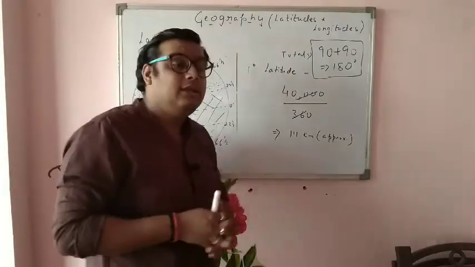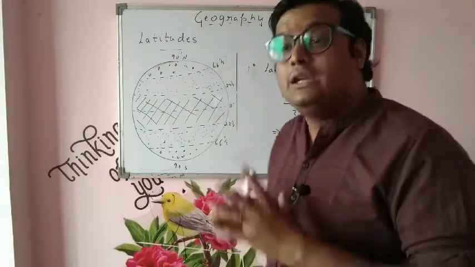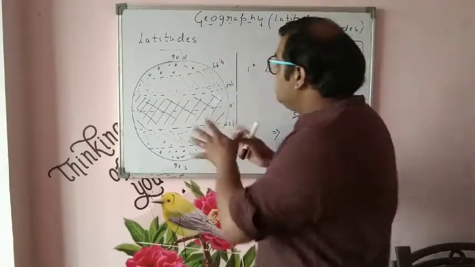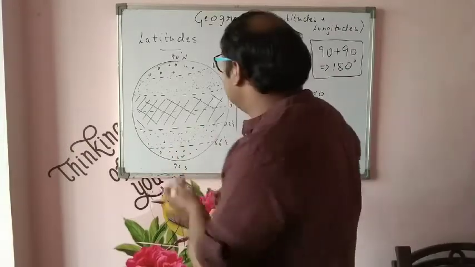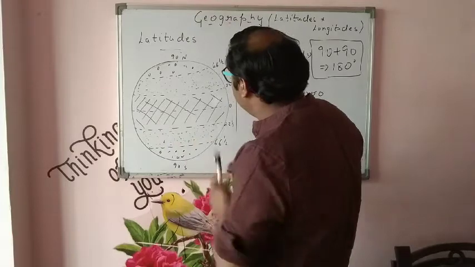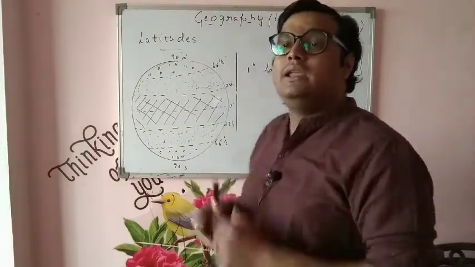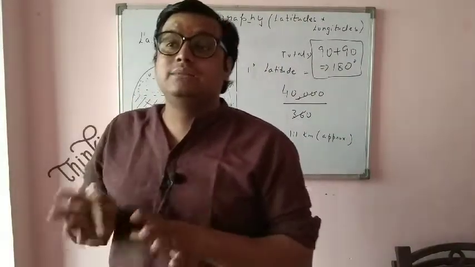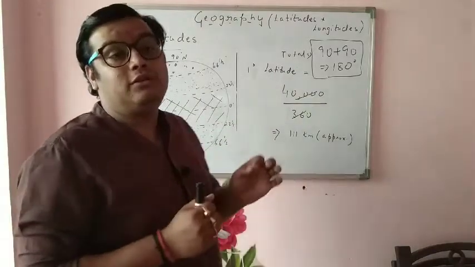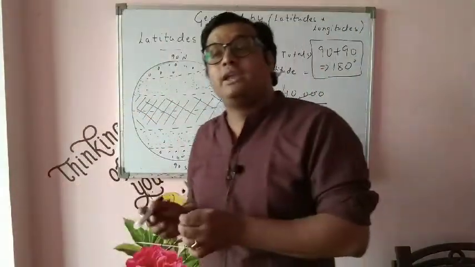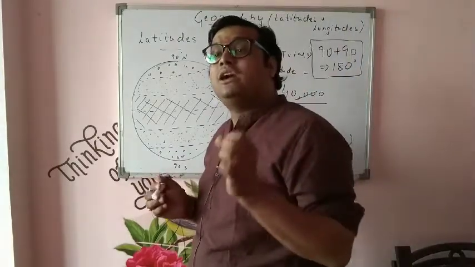Now what happens when we are talking about these 5 lines? These 5 lines basically demarcate the heat zones of the earth. As you see in this diagram, I have made this diagram so that you can understand in a proper manner. You can see this shaded portion which is lying from 0 degree to 23.5 degree north and south. Northern and southern, both places are there. So from equator to Tropic of Cancer and Tropic of Capricorn, we have a torrid zone.